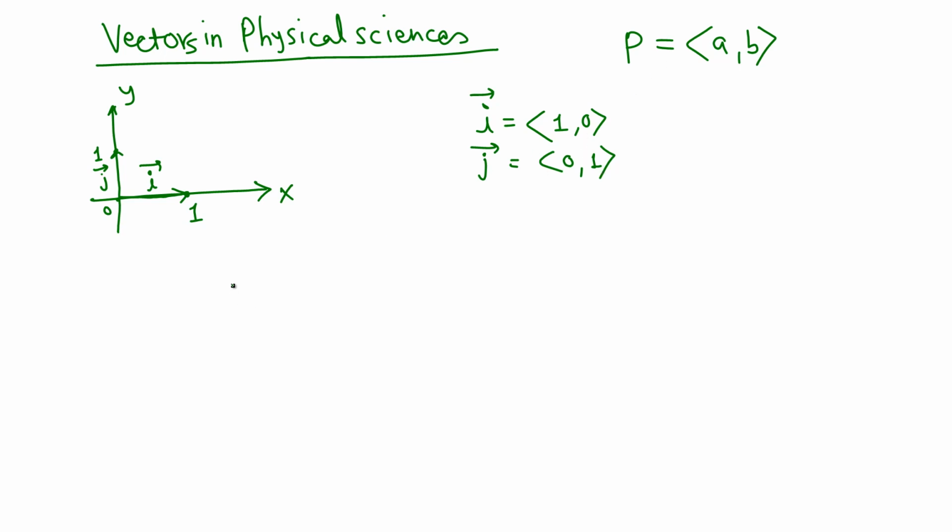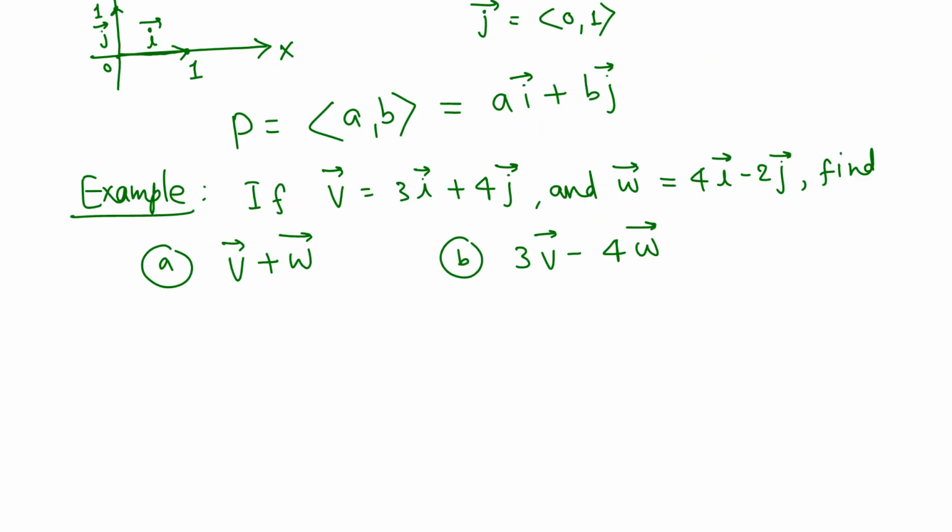So with this notation, the same vector P, the position vector P or (a, b), can be written as ai plus bj. And with this, doing algebra will be much easier. Okay, so let's do some calculations.